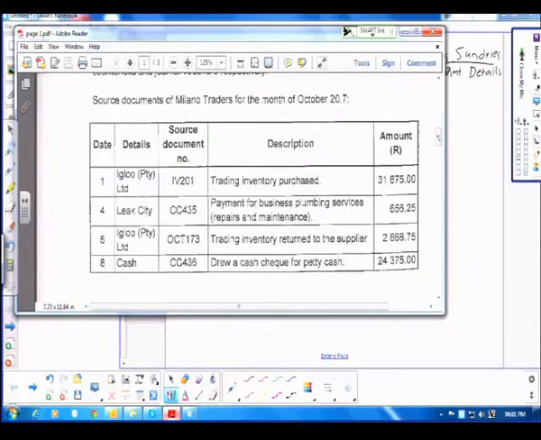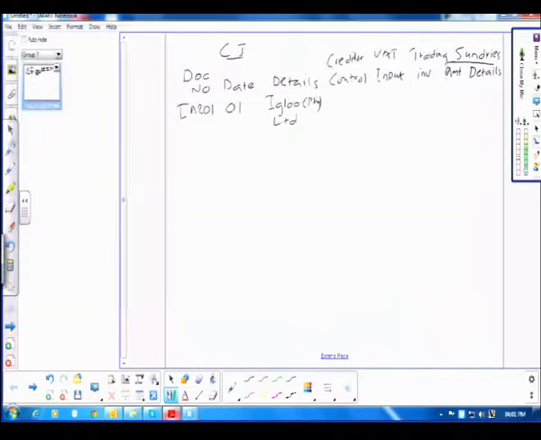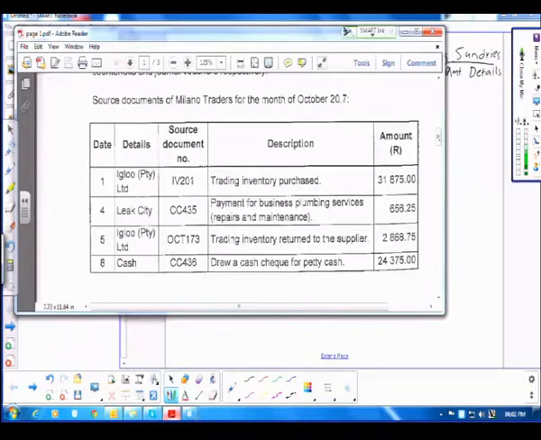All right, so we go to our book. So the amount is 31875. Always, in the creditors control column, you put the total amount. Let me emphasize: in the creditors control column, you put the amount given to you. In this case, the amount given to you is 31875.